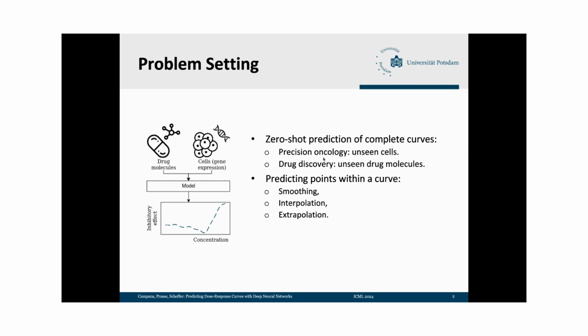In the precision oncology setting, we evaluate our model using cell lines that were unseen during training, and in the drug discovery setting, we evaluate our models using unseen drug molecules. Furthermore, to ensure the quality of the dose response curves, we study three additional settings: smoothing, interpolation, and extrapolation, where the test set contains points from the curves that were not seen during training.